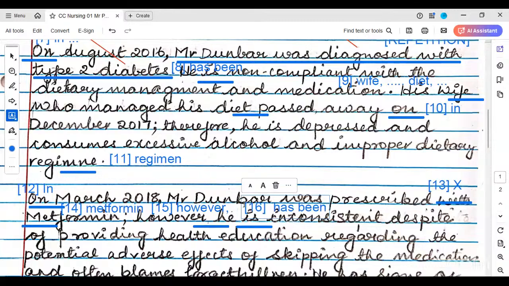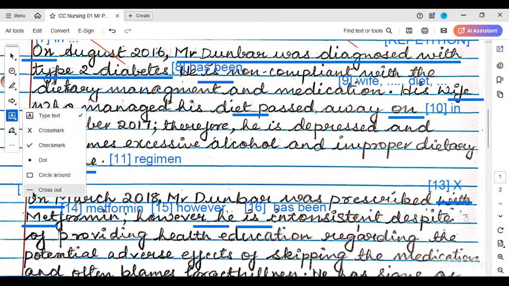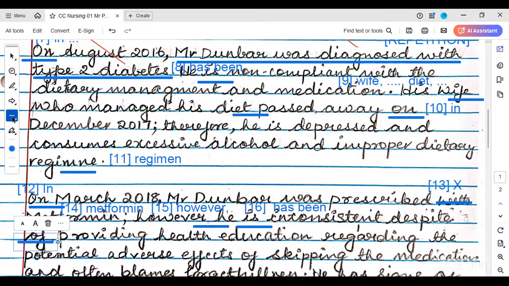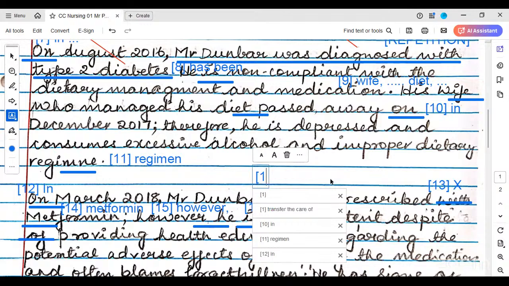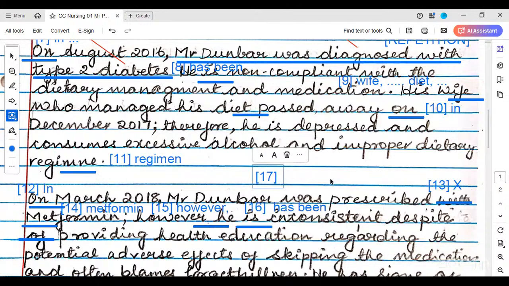Whenever an action is going on for some time, then it should be present perfect. And he has been inconsistent despite of. What do you mean by despite of? Despite means in spite of. So it should only be despite, not despite of. Of is not required. So this is point number 17. Whenever you write despite, there is no need of. Remember that. It's a rule.